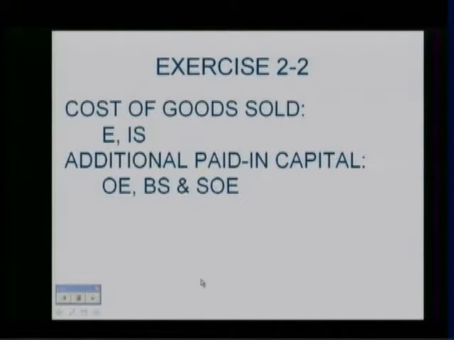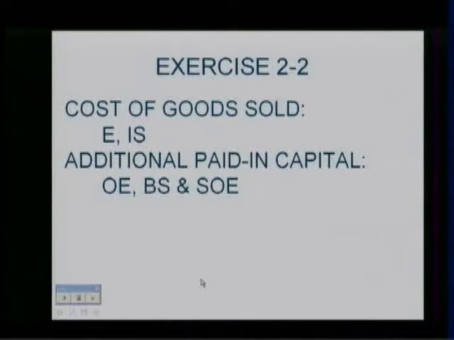Additional paid-in capital. When an investor buys stock in a firm, the investor, let's say, pays $20 for a share of stock. That stock may have a value to it that's stated at $10. Everything the investor pays over the stated value of the stock of $10 is additional paid-in capital. So that's going to be an owner's equity account, and it will show up on the balance sheet and on the statement of owner's equity.